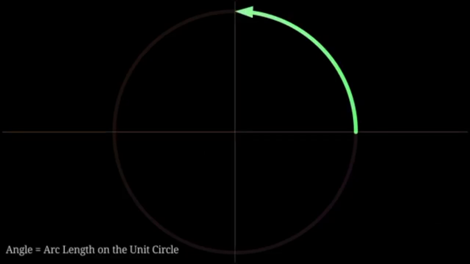Now, any smaller angle has a size in radians equal to the length around its arc. For example, if you are asked to walk 90 degrees around the outside of a radius 1 circle, the distance you would have travelled would be pi on 2. So we say that the angle is pi on 2 radians.